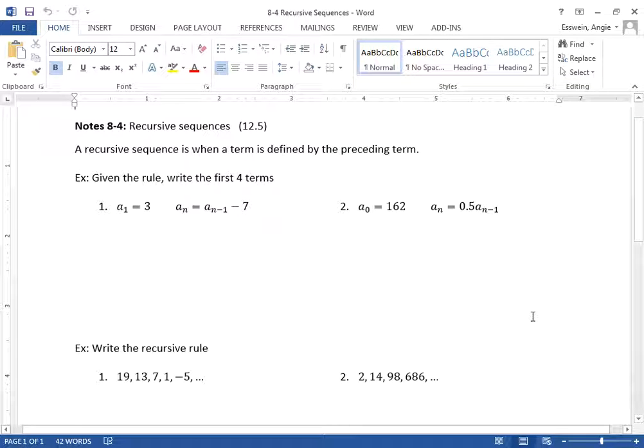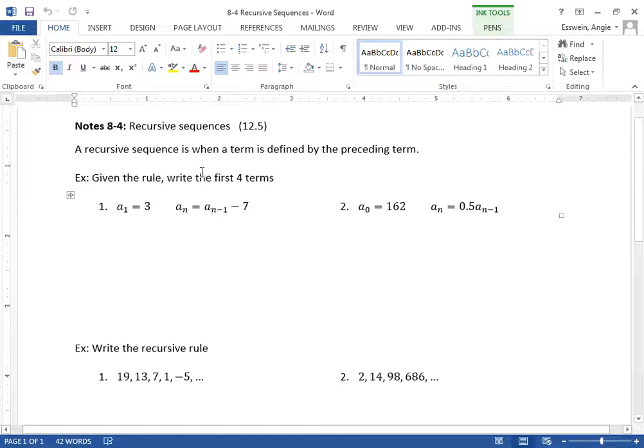So recursive sequences, it's when a term is defined by the preceding term. That would be the definition for a recursive sequence. So it's kind of like the domino effect. You have to know what the term previous is to get the next one. And if you miss anything in between, then the dominoes stop falling. So we have to build up from it.